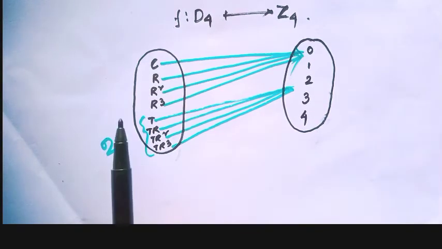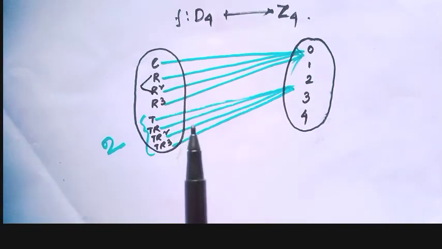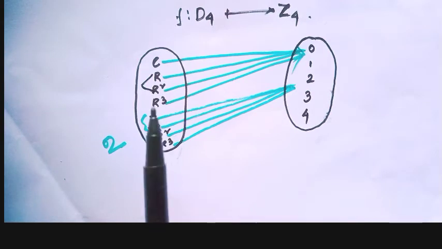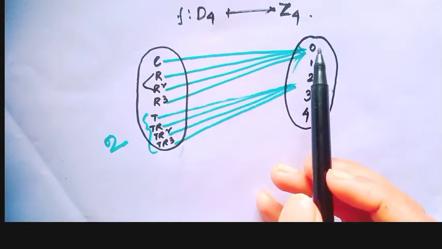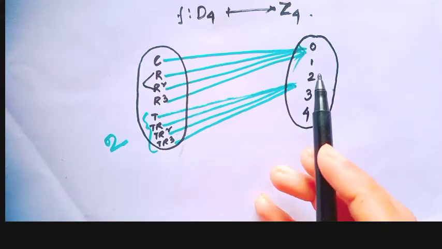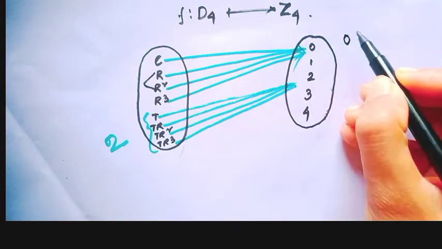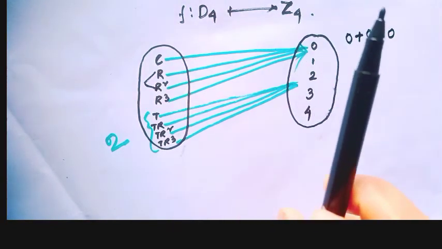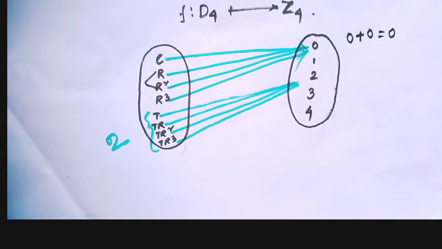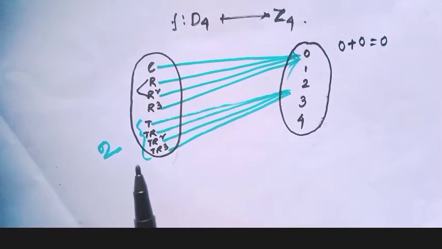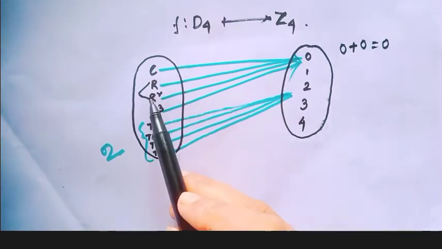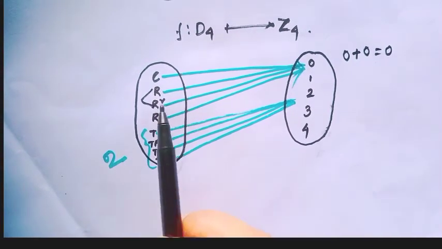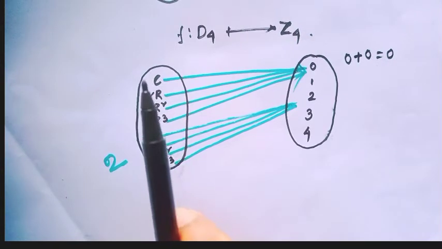If I take two rotations, then their composition would also be a rotation, and this rotation also maps to 0. Okay? And we all know 0 plus 0 equals 0. So all rotations are closed under the group operation. Then what happens if I take one rotation and one reflection? The result would be a reflection.